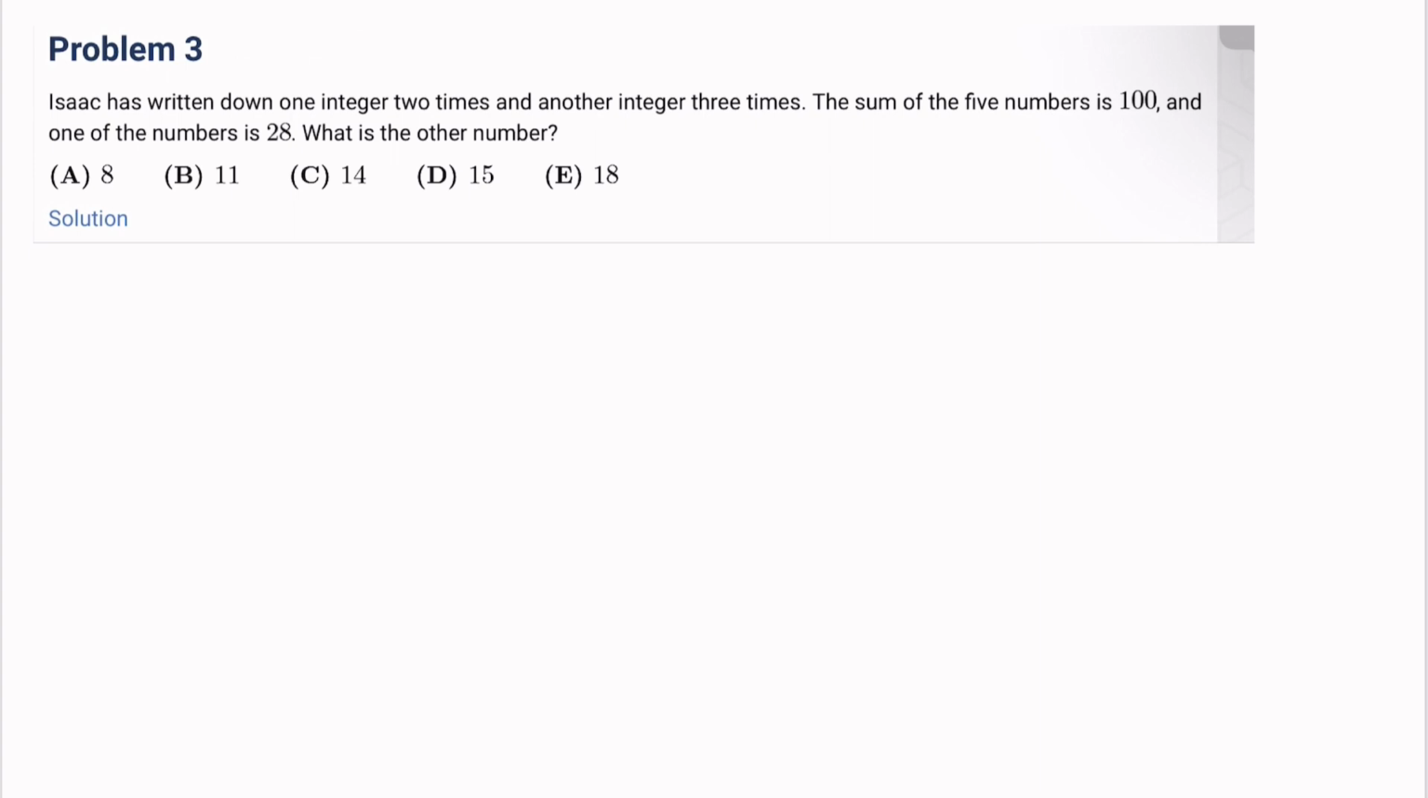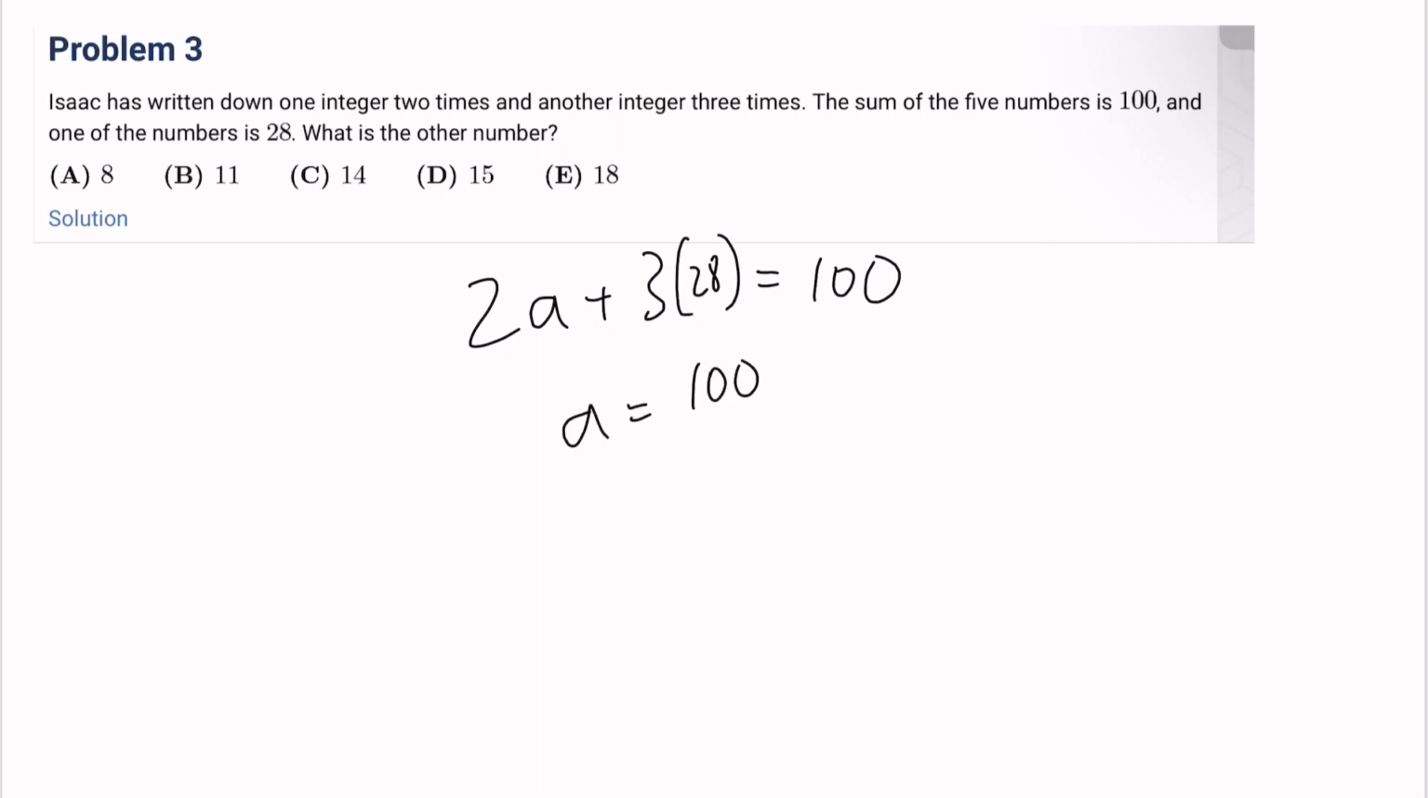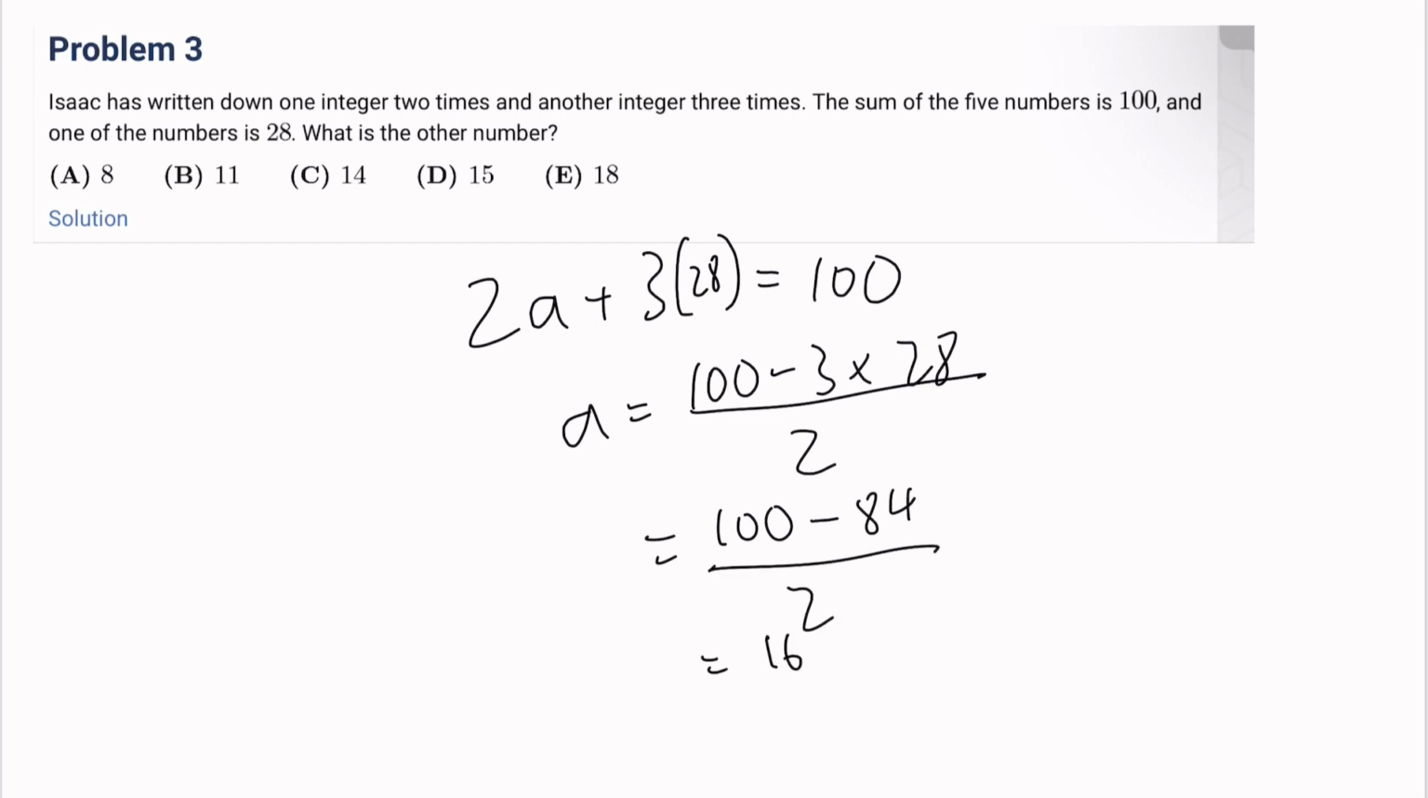Number 3. Isaac has written down one integer 2 times and another integer 3 times. The sum of the five numbers is 100 and one of the numbers is 28. What is the other number? Okay, so we have one integer 2 times, so 2a plus 3b equals 100, and one of a or b is 28. And so for the other number to be assured a positive integer, then b should be 28, right? And so a equals 100 minus 3 times 28 all over 2. This equals 100 minus 84 over 2. This is 16 over 2. This is 8. So the answer is A.